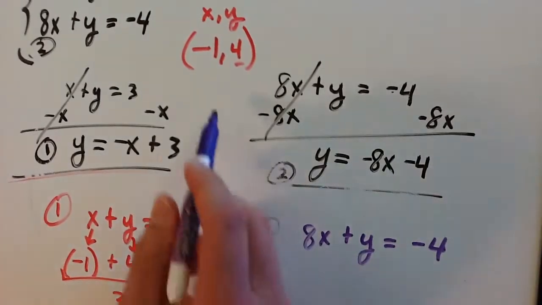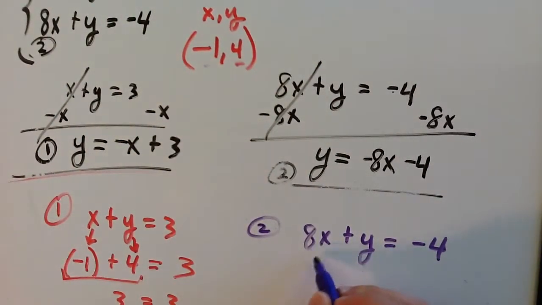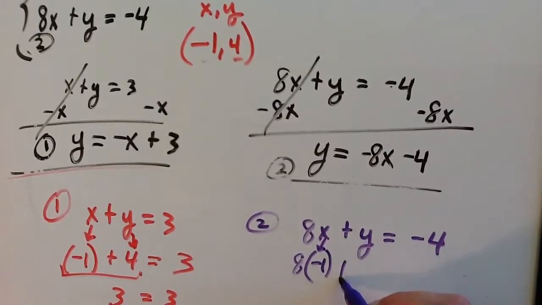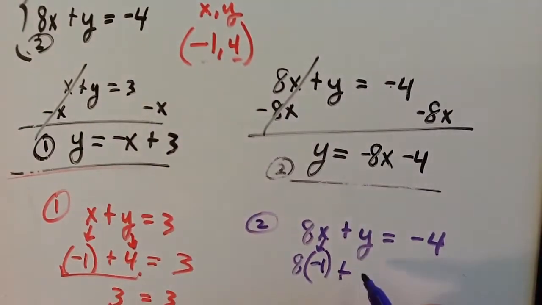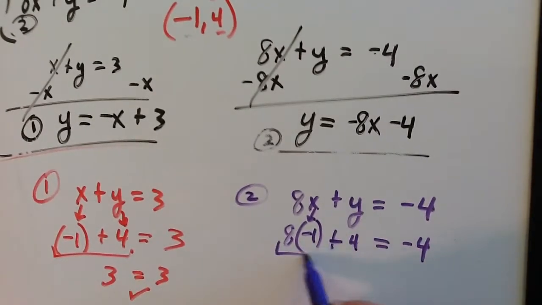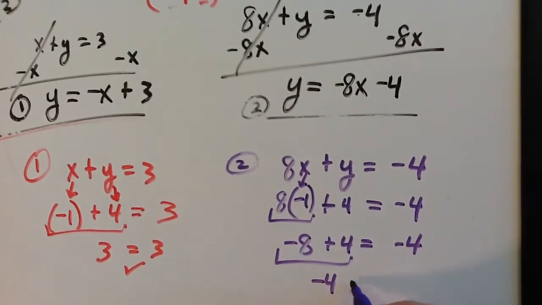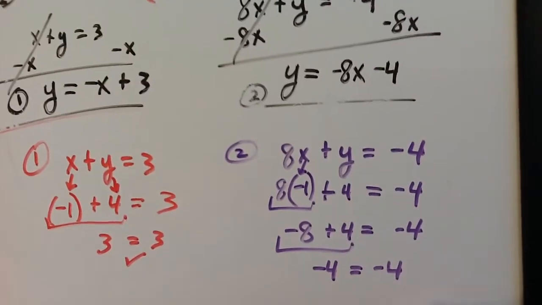Well, I'm going to plug in negative 1 for x, so 8x means 8 times x, or in this case 8 times negative 1. I'm just plugging in negative 1 for x, so 8 times negative 1 plus, what's the y value? The y value is 4 equals negative 4, okay? 8 times negative 1, that is negative 8, plus 4 equals negative 4. What's negative 8 plus 4? That's negative 4. Does negative 4 equal negative 4?